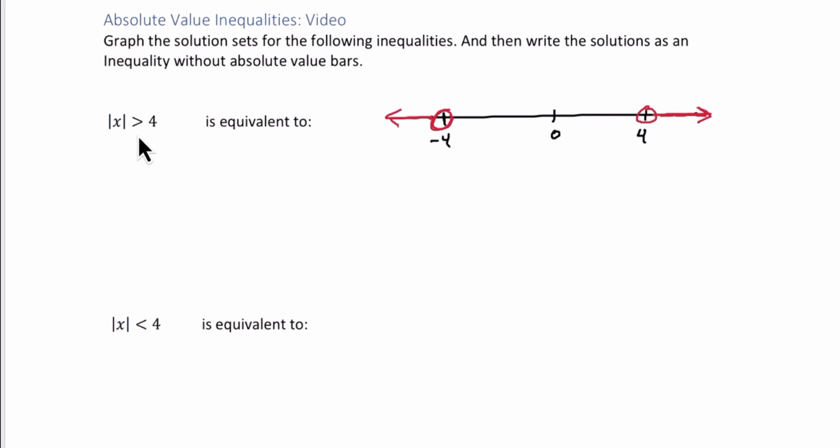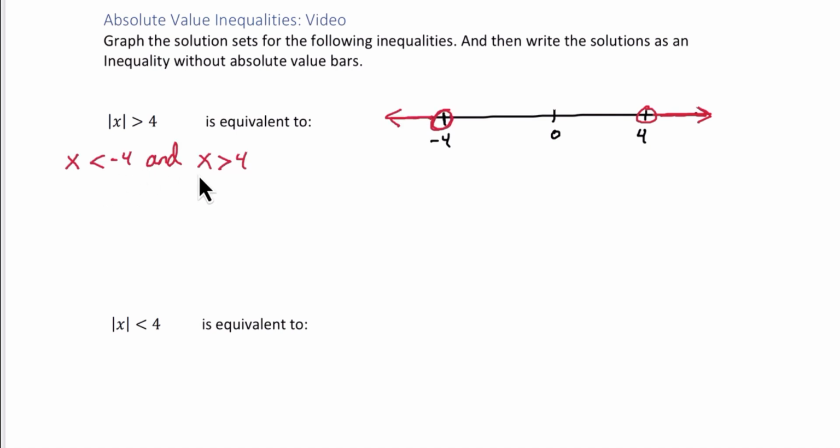Then if we translate those back into inequalities, the one on the left is x is less than -4, and then the inequality on the right is x is greater than +4. Notice that when the absolute value is greater than a constant, we split it into 2 separate inequalities.